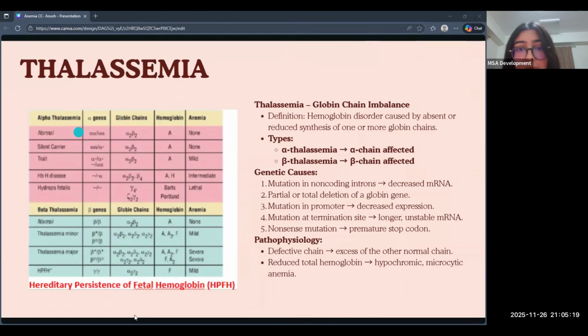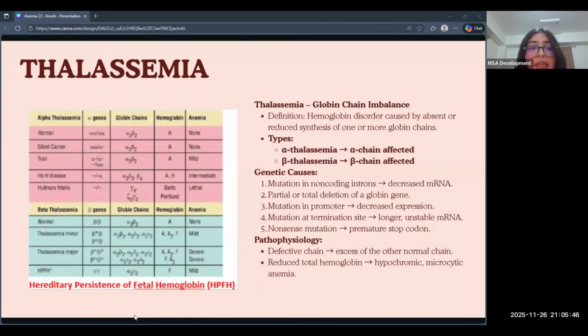So we have alpha thalassemia, and normally we'll have 4 alpha genes. And all 4 present means that there's no anemia, right? So let's talk about silent carrier next. Silent carrier is when we can see that there's 3 present but 1 absent. So 1 gene is deleted. This doesn't really cause any symptoms, so the HB is usually normal. Then we have alpha thalassemia trait. In trait, we have 2 gene deletion.